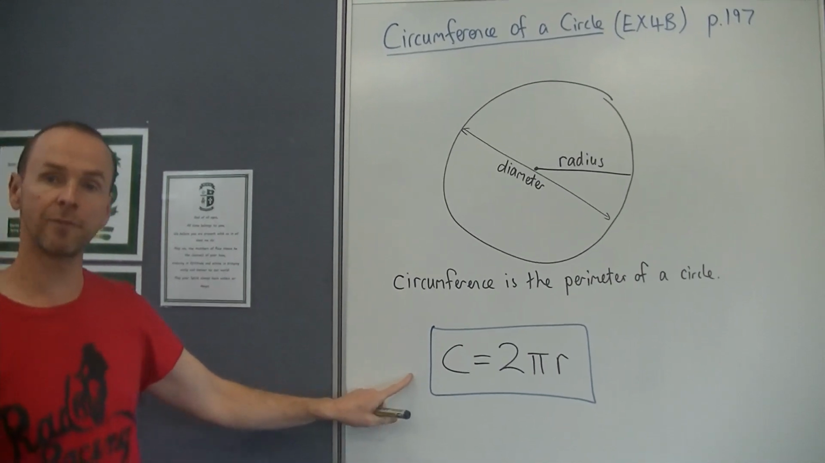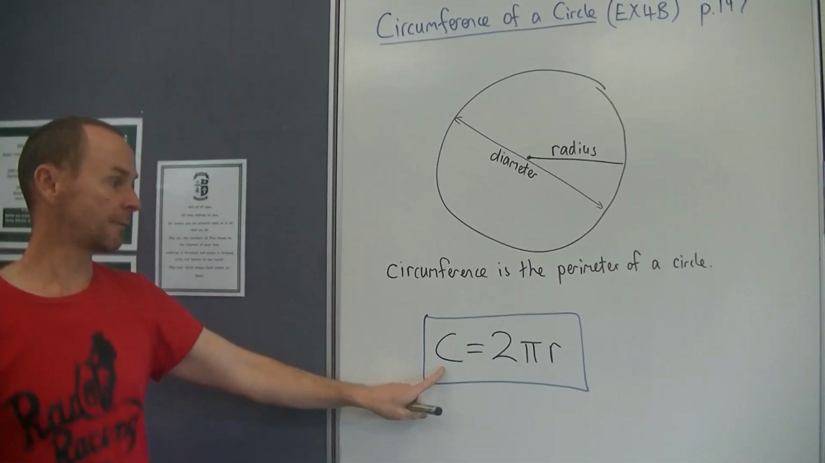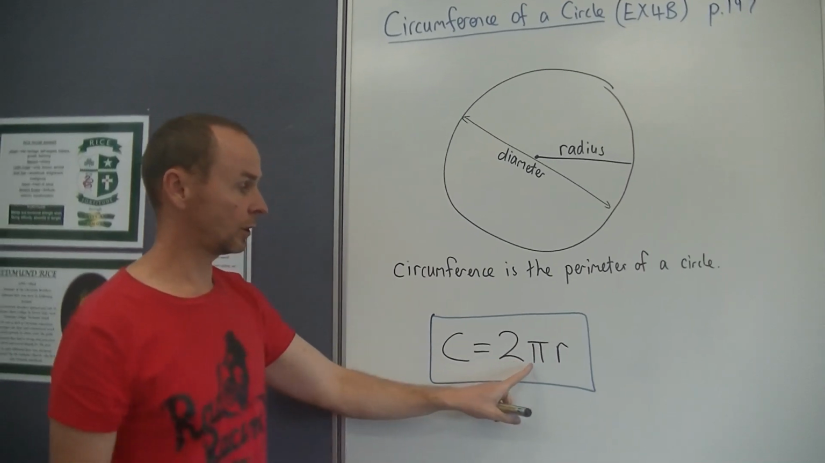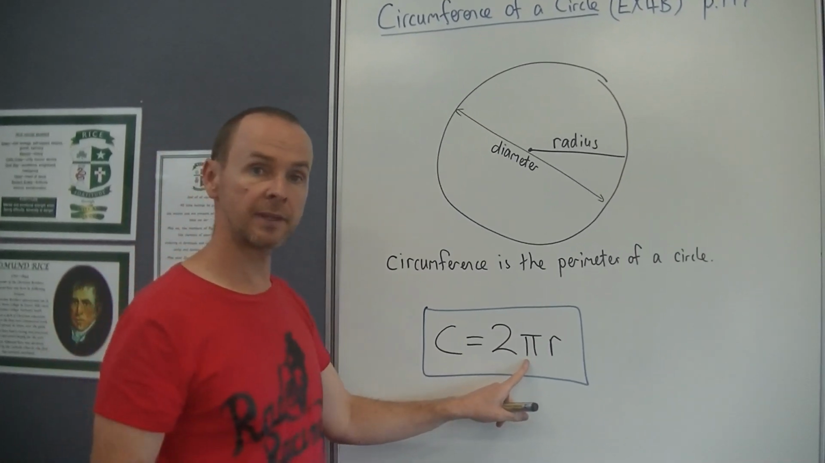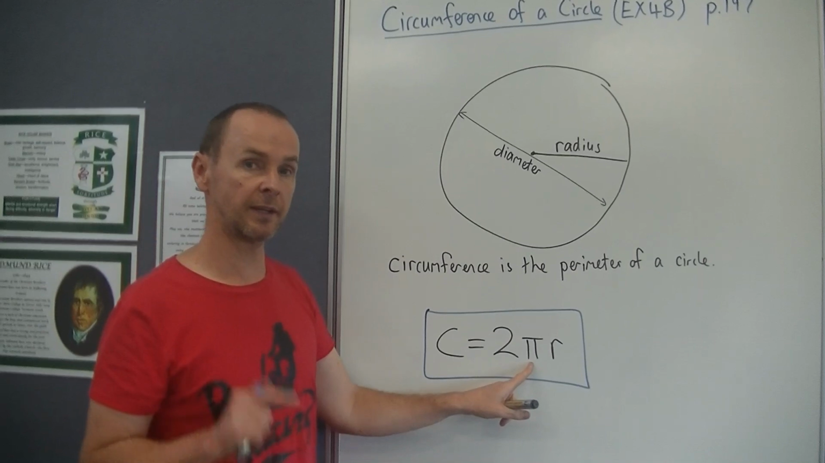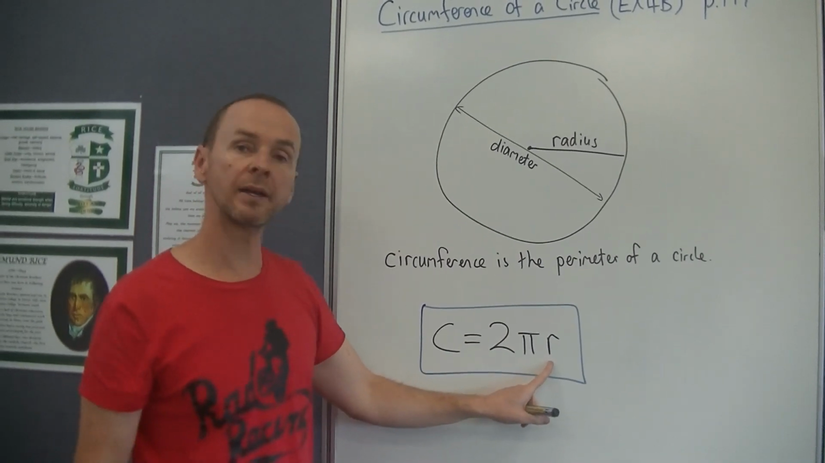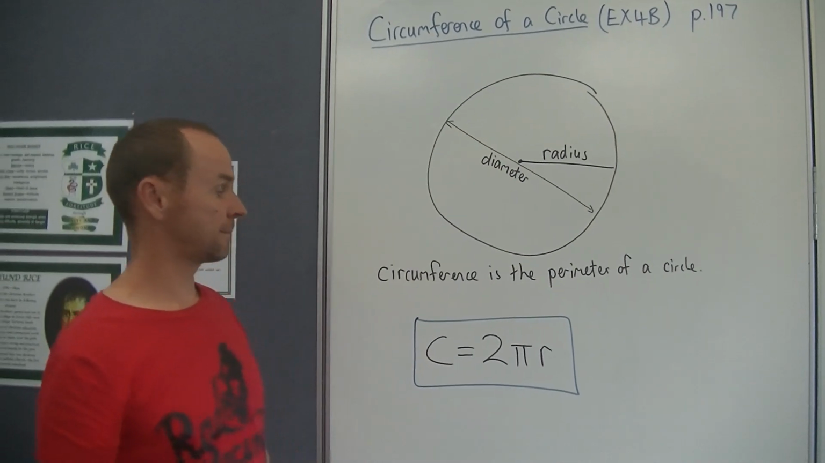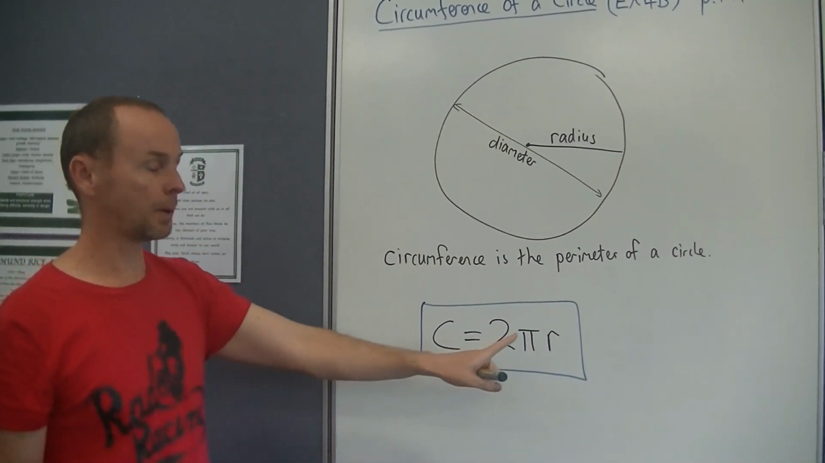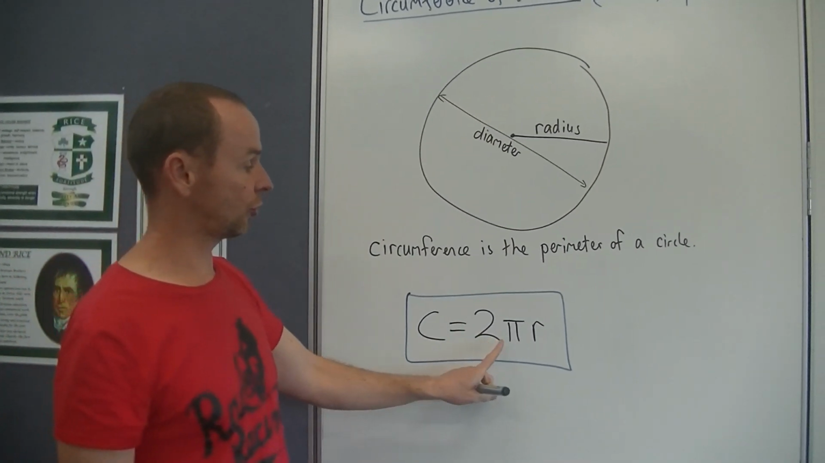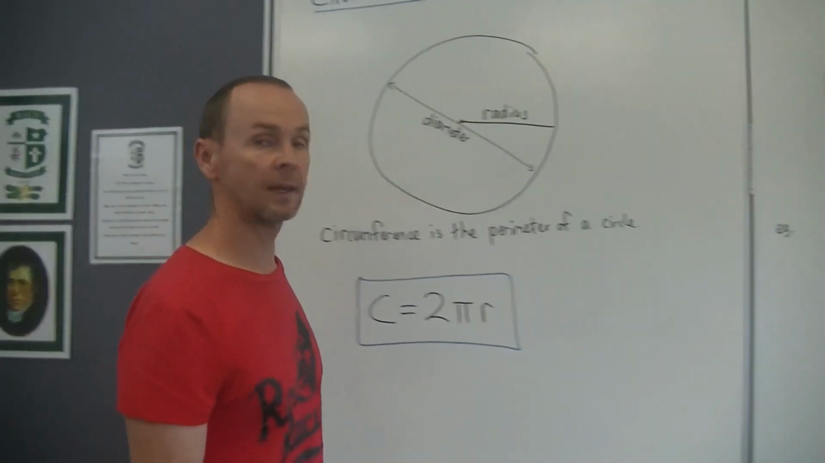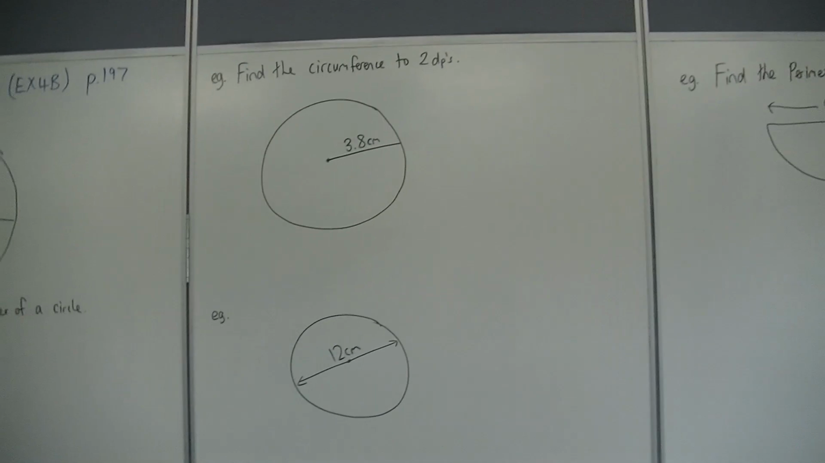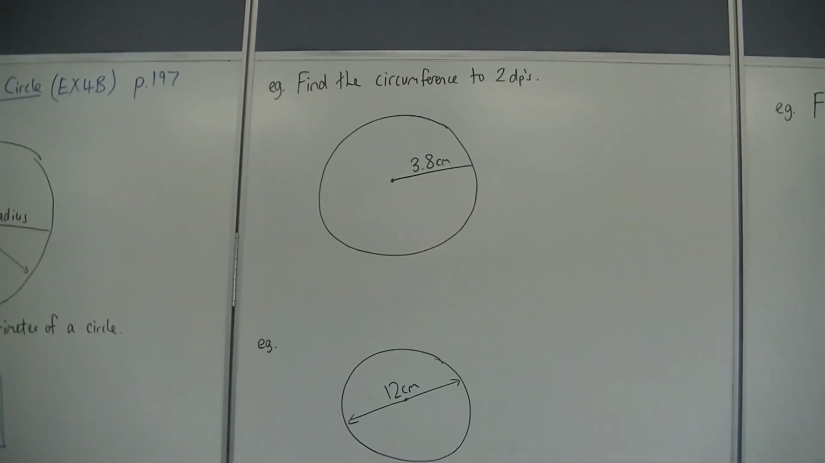And here's our one formula we need to remember. Circumference equals 2 pi r. So 2 times pi. Pi is a number which is actually on your calculator that you press. And r is a radius, which we can work out from our diagram. So circumference equals 2 pi r. Remember, it's 2 times pi times r. Excellent. Here's a couple of examples we're going to do, and then we're good to go.